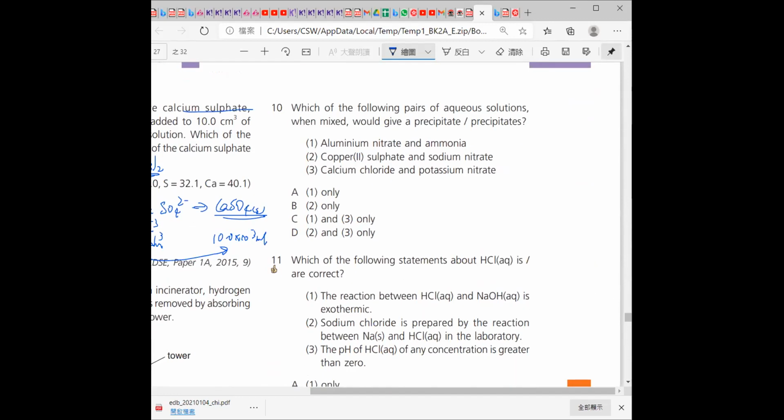Which of four pairs of the aqueous solution, when mixed, would give a precipitate? Okay, so aluminum nitrate and ammonia. When you mix, you have got a precipitate of aluminum hydroxide. And copper sulfate, sodium nitrate, you may simply exchange the cation and double check if there is a precipitate. No, all those are water soluble. Similarly, for calcium, potassium, you exchange it to form potassium chloride, calcium nitrate, all those they are water soluble. So the answer is B.